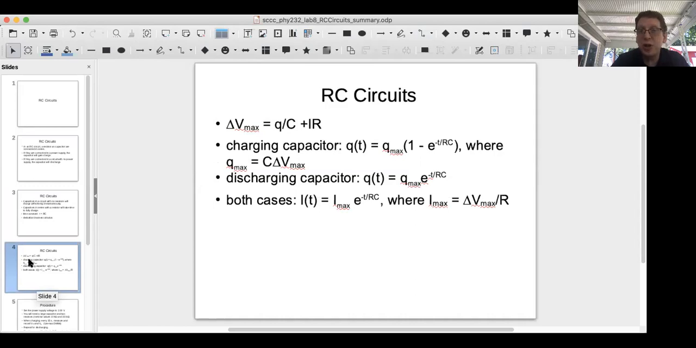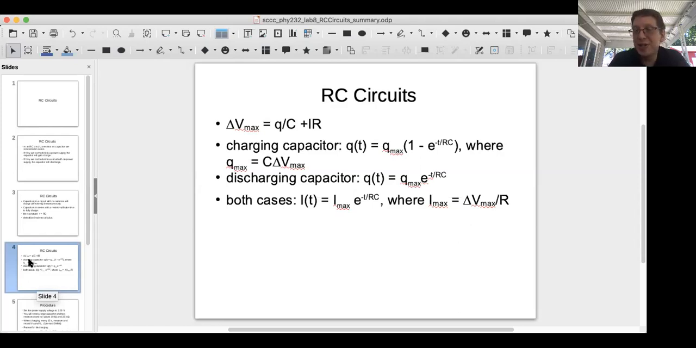So that's a differential equation, and when you solve that equation, you get Q as a function of time for a charging capacitor equal to the maximum Q, so the charge in the capacitor when the voltage across the capacitor is the same as the voltage feeding in, times 1 minus e to the minus t over RC, or e to the minus t over tau. The maximum charge is equal to C times the maximum voltage, which is the voltage feeding into that segment of the circuit.